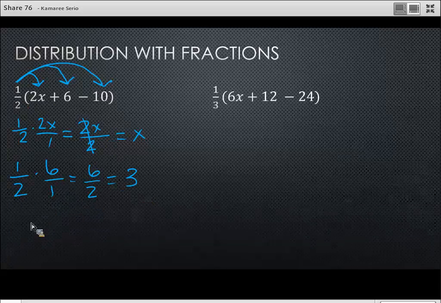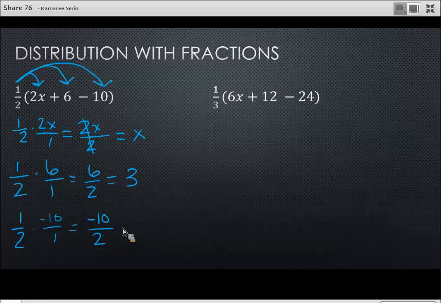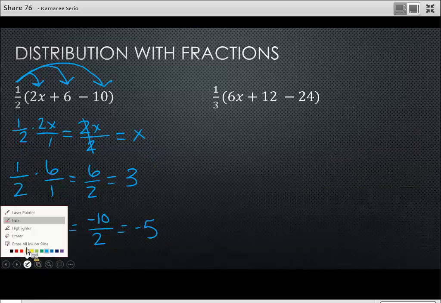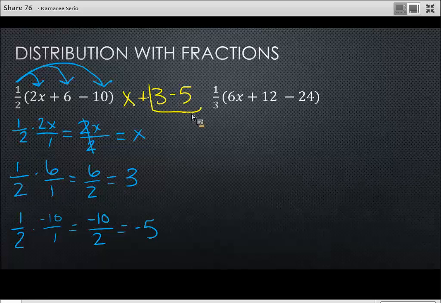And then for this last one, I have 1/2 times negative 10 over 1. I get negative 10 over 2, which is negative 5. So if I write all of these next to each other, I have x plus 3 minus 5. I can combine these two, right? 3 minus 5 is negative 2.